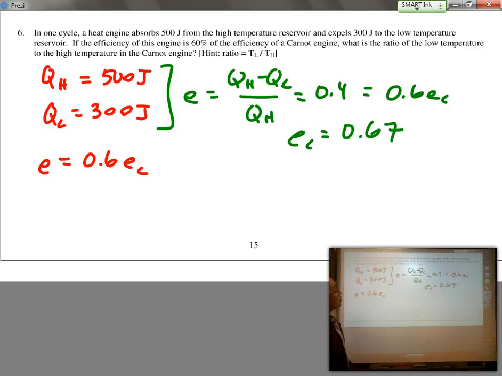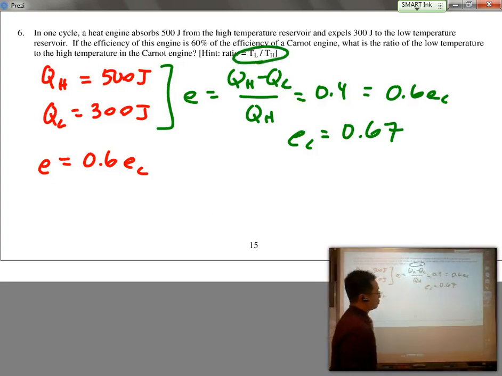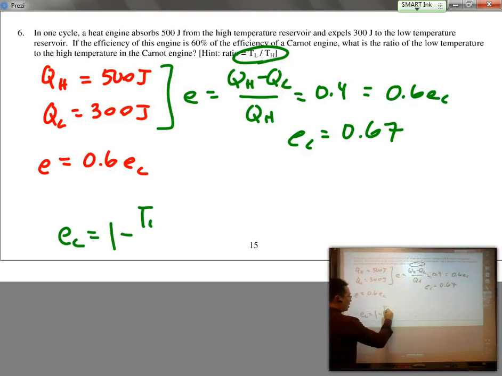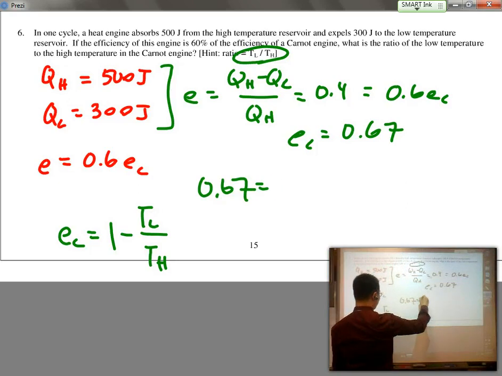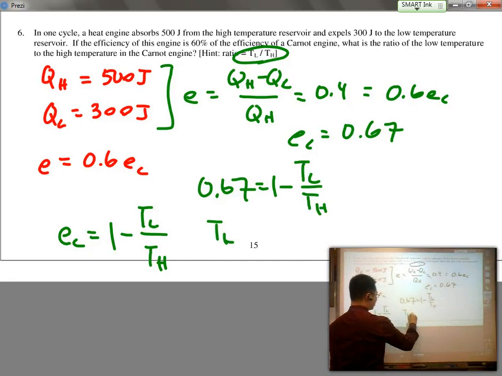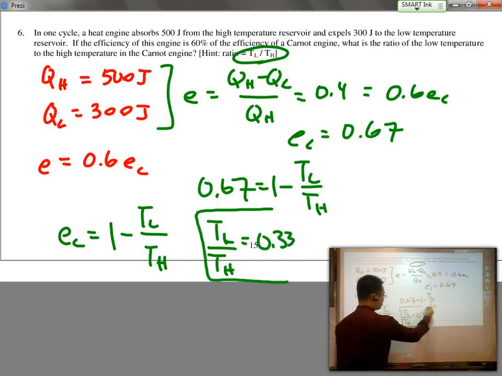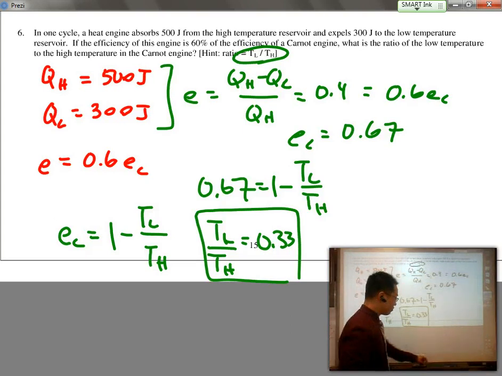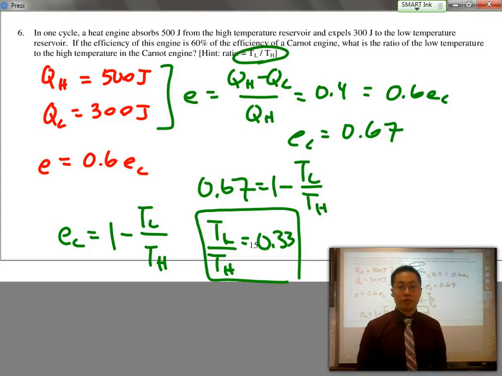They ask us, what is the ratio of the low temperature to the high temperature? In other words, what's TL divided by TH equal to? So if EC is equal to 1 minus TL over TH, or cold over hot, then we end up with 0.67 equals 1 minus TL over TH. So the ratio itself would equal 0.33. Okay? And that's one way of combining the actual efficiency formula with Carnot efficiency.